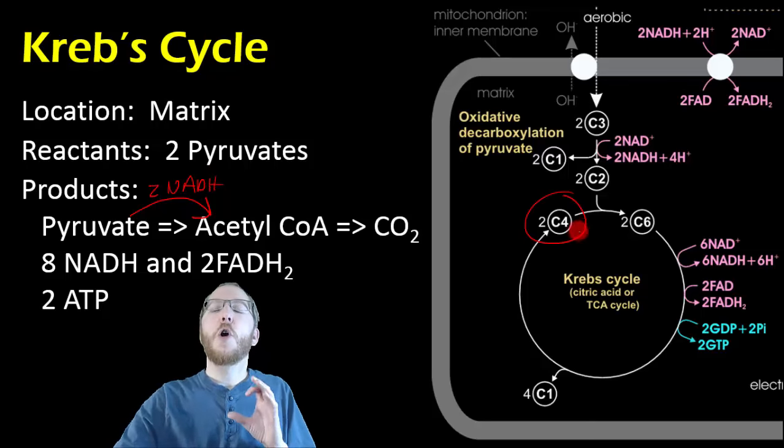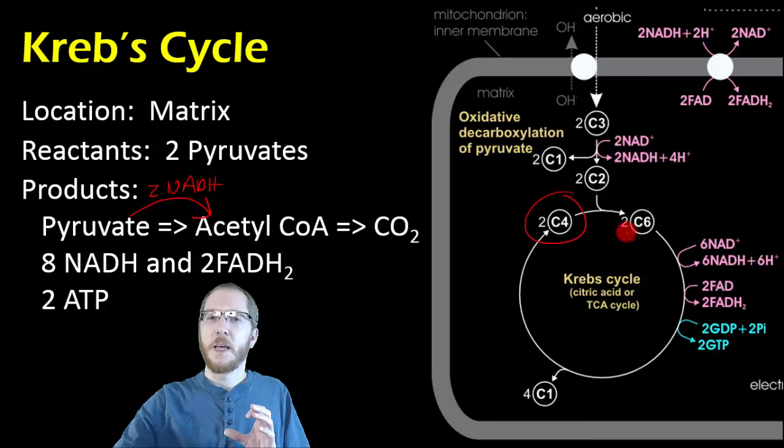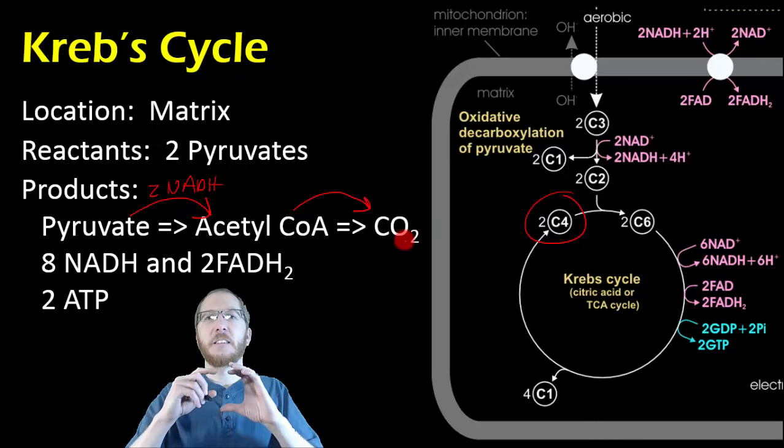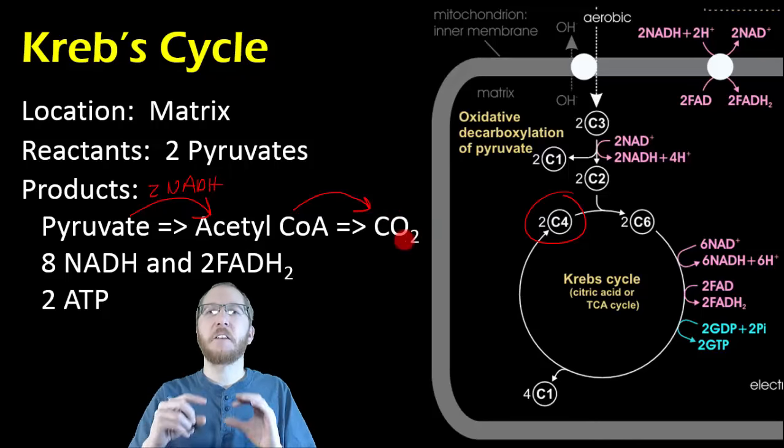So this acetyl-CoA that we got from the conversion step is going to go into the actual Krebs cycle. And during the Krebs cycle, the acetyl-CoA is going to get ripped down into CO2, which has effectively had as much energy as possible extracted from it. So we're kind of done with our sugar at this point.